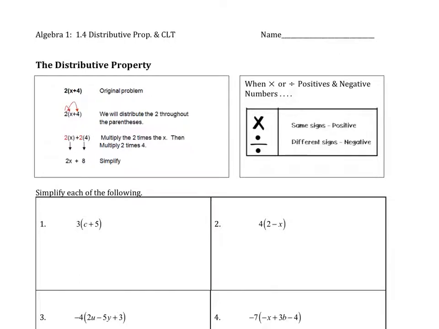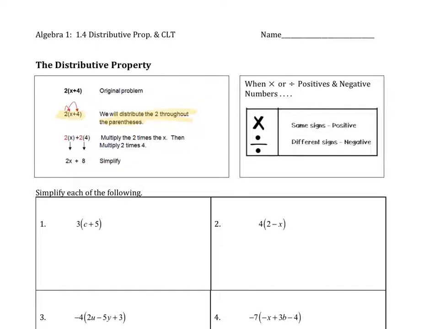So the distributive property, as highlighted up here, is when you have a set of parentheses with a number on the outside. So if you have something that looks like this, you have a 2 on the outside that you have to multiply into the x and into the 4. So when you do so, you make sure you distribute, what's called distributing the 2 throughout the parentheses.